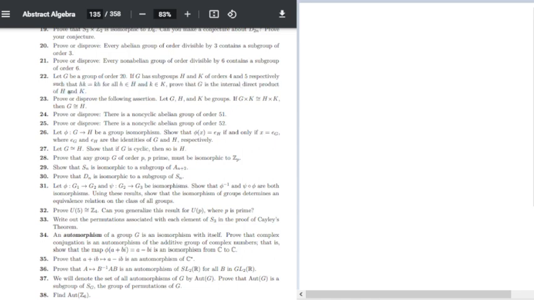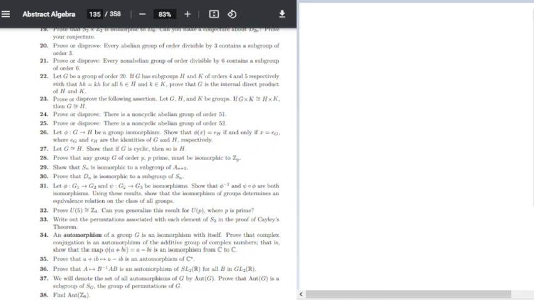This is because if it's not the case that G is the internal direct product, then there's another element. But if that's the case, then the group has order greater than or equal to 20. Prove or disprove the following assertion. Let G, H, K be groups. If G times K is isomorphic to H times K, then G is isomorphic to H.